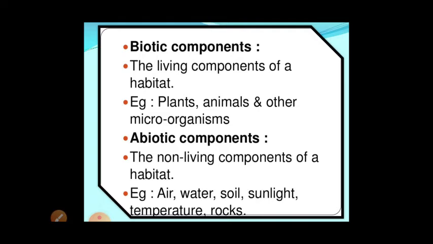Now, not only living organisms are there, some non-living components are also present. These non-living components are known as abiotic components, like air, water, soil, sunlight, temperature, and rocks. These are natural things, but they are non-living. In a habitat like the forest, we can see the soil, some rocks, and water. These all are abiotic components of the habitat.